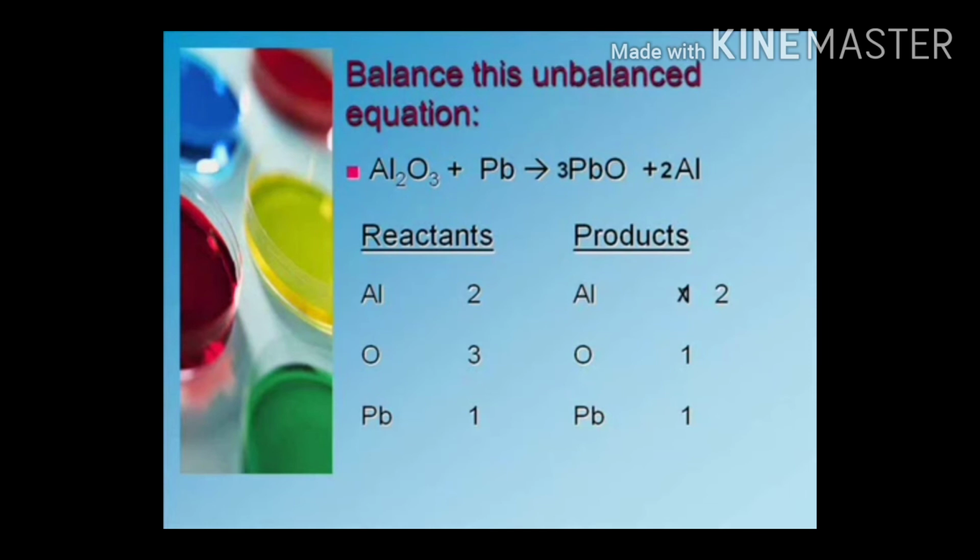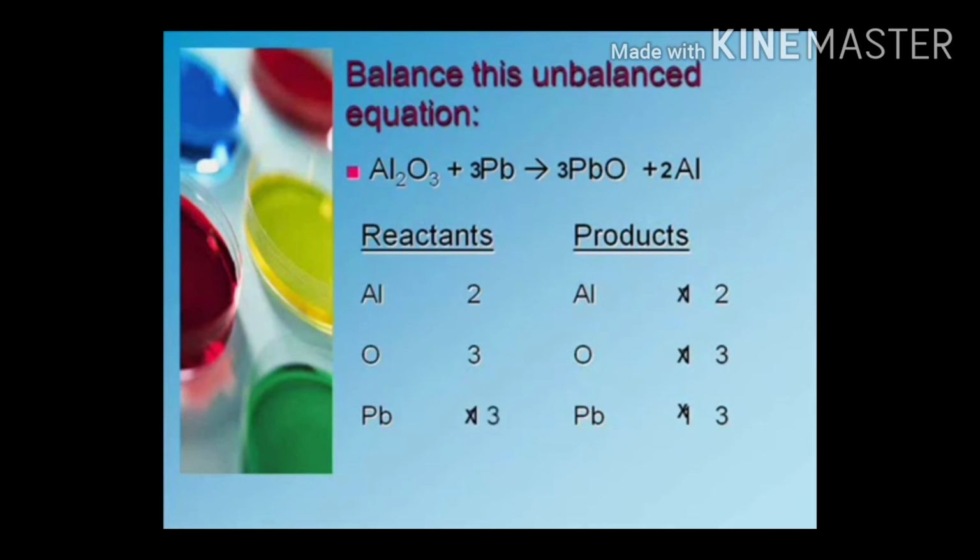And now we need to balance the oxygen. So we'll write 3 in front of lead oxide on the product side. So we'll count. Now the number of oxygen is 3 and lead is 3 on the product side. Fine. Now aluminium and oxygen are balanced. We need to balance the lead now. So we'll write 3 in front of lead, and here the equation is now balanced because on the reactant side also lead has become 3.